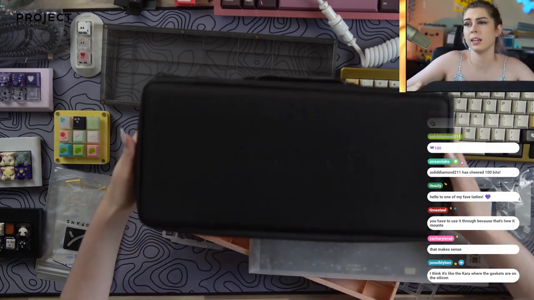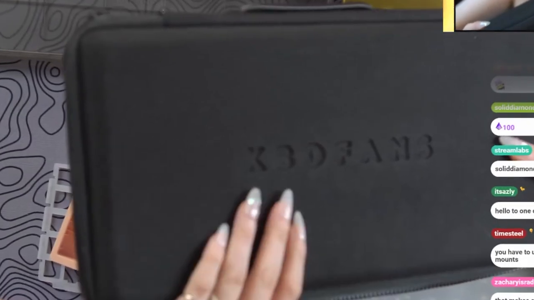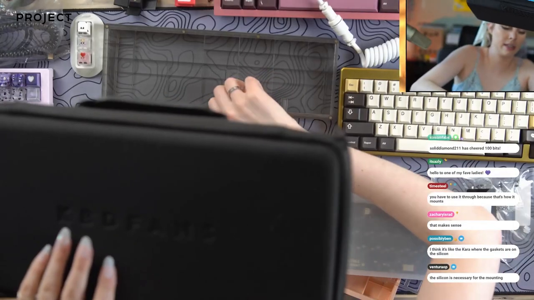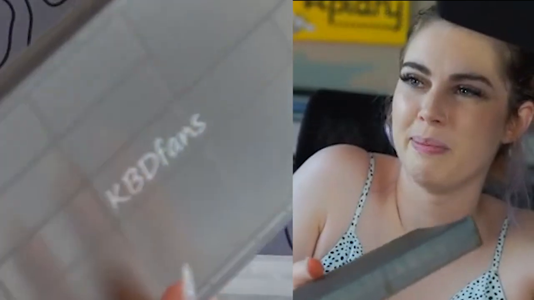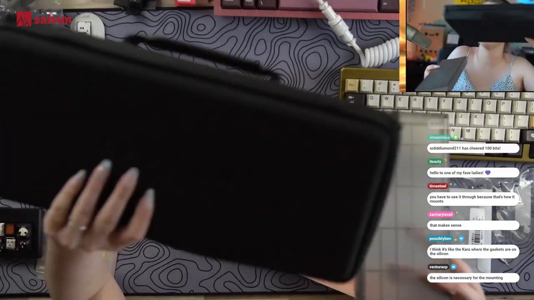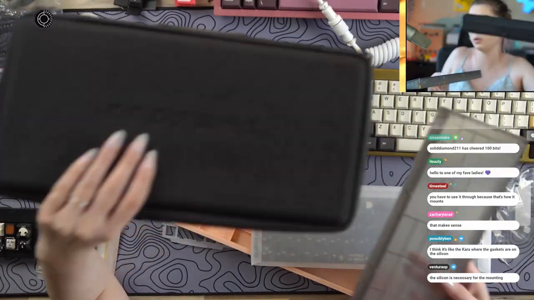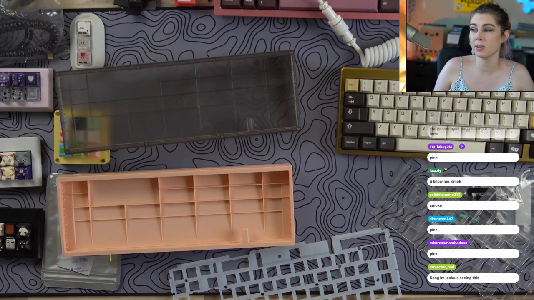This case is really nice. I don't know why they didn't do this branding on the bottom of the case, because the branding on the bottom of the case makes the case seem so cheap. It's this horrible font, and if they had just done this font, it would look so much better. You cannot build the Lite without the silicone layer.